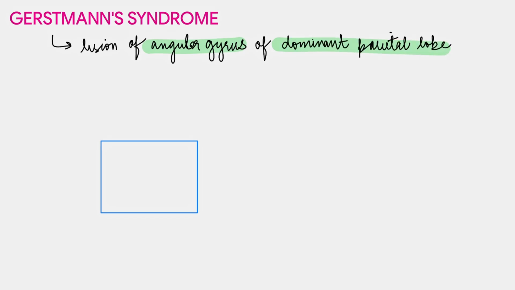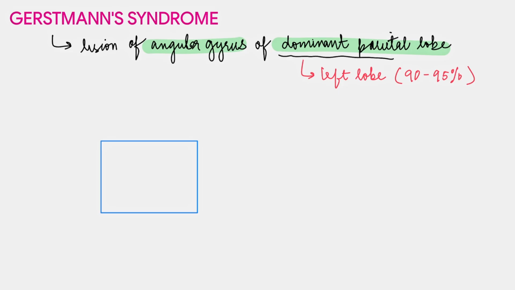And how do you figure out which is the dominant parietal lobe? Based on the question stem. If the patient is right-handed, it is highly likely that the patient's dominant cortex is the left side. It's the opposite side. In a left-handed patient, the dominant cortex would be the right side. In a right-handed patient, the dominant cortex would be the left side. And statistically, in general, the dominant parietal lobe is the left lobe in 90 to 95% of the population.